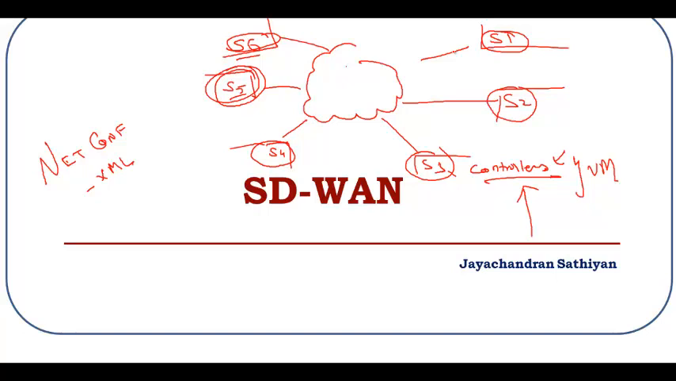Controllers discover the edge device. Controllers can see the edge device when they come online. Now we put the policy for each edge device using this controller. Did I answer your question, Jeff? Yeah. Thank you.